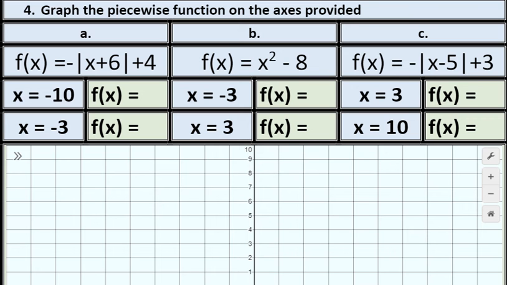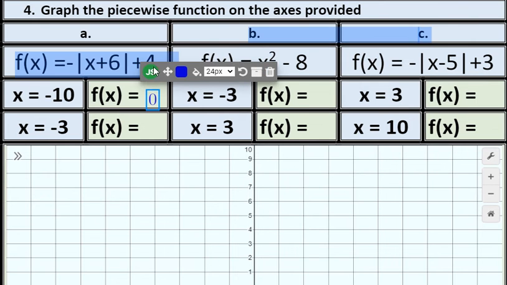So question 4, graph the piecewise function on the axis provided. So when I put negative 10 in for x, negative 10 plus 6 is negative 4. But the absolute value of negative 4 is 4. Then we have the negative in front, which is kind of ironic. So negative 4 plus 4 is actually 0. So that one's written a little bit tricky just to get us back to 0, right?